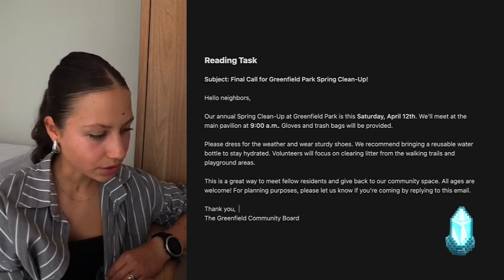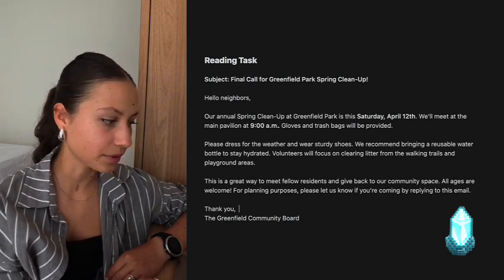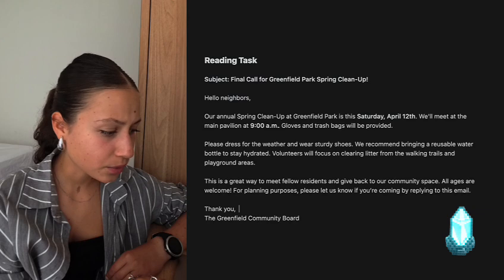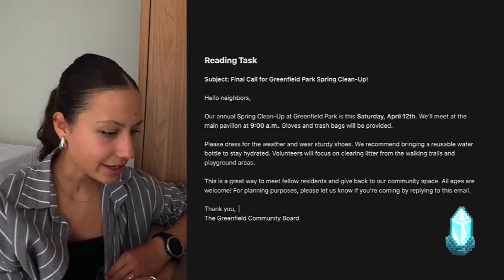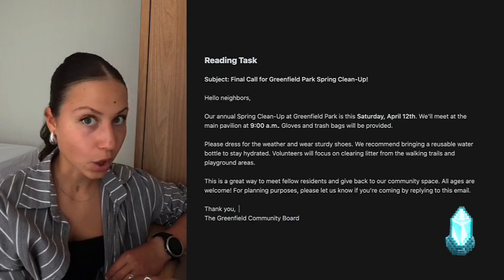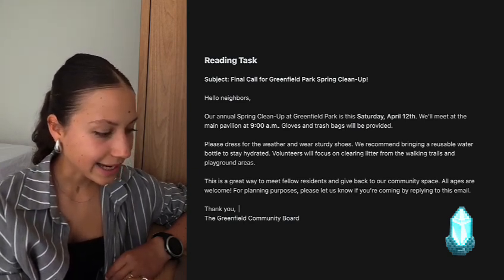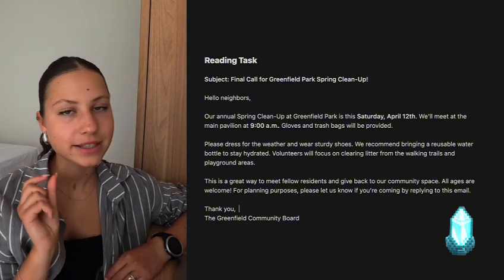Volunteers will focus on clearing litter from the walking trails and playground areas. This is a great way to meet fellow residents and give back to our community space. All ages are welcome. All ages. For planning purposes, please let us know if you're coming by replying to this email. This is a request.